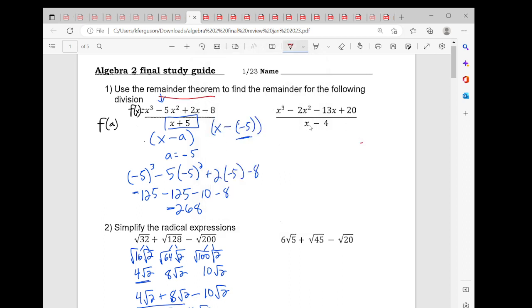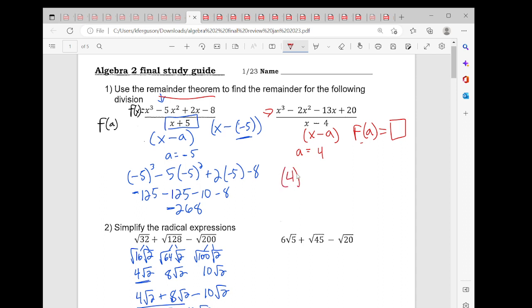Remainder theorem. I got the remainder theorem here. What does the remainder theorem say? It says if I look at my divisor in the form of x minus a and I plug a into my function, I should get the remainder as if I divide it. So what is that? Well, in this case, a is 4, because remember, it's in the form of x minus a. So that means I just take my function that's right here and I plug 4 in everything.